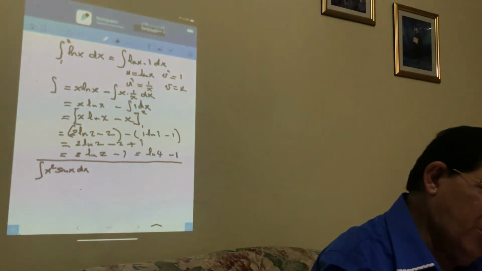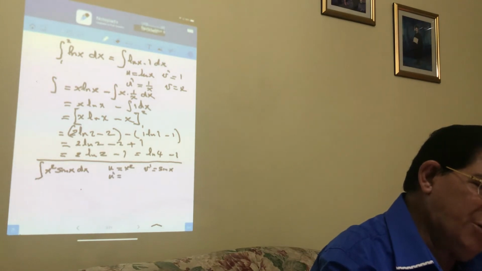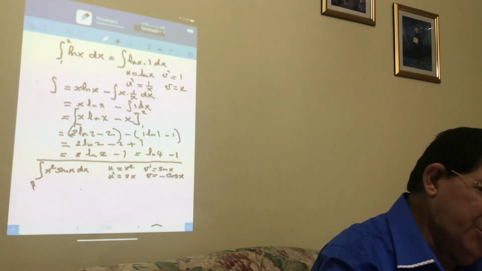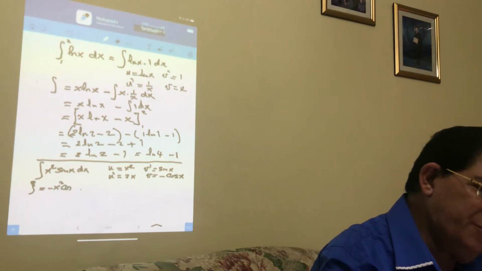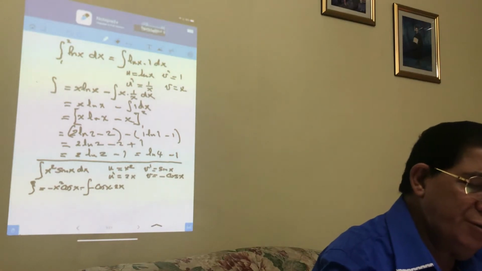The first part, we are going to say u equals x squared and v dash is sine x. u dash is 2x and v equals negative cosine x. Therefore this integration equals uv, minus x squared cosine x, minus the integration of v, which is minus cosine x, times u dash, which is 2x dx.